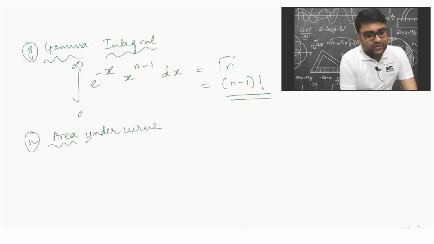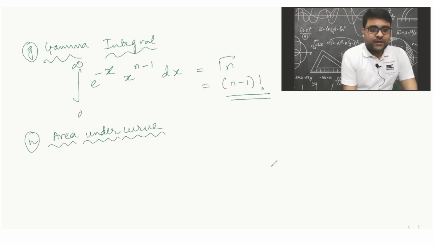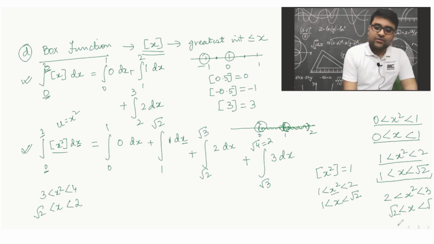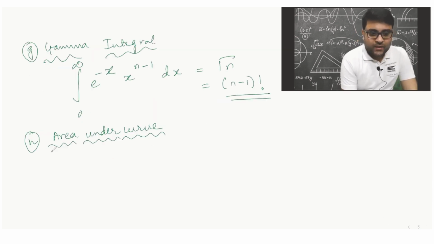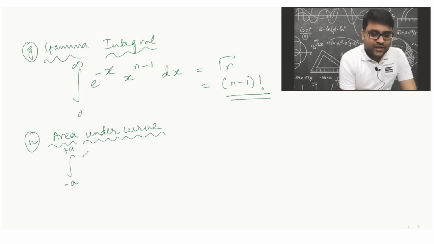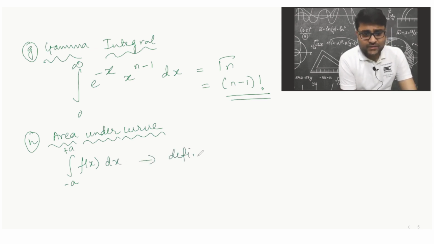We've been using this concept; first we saw it in the box function, where we had some limits in the integration. This is called a definite integral. A definite integral is when I have limits here, and area under the curve is an application of these definite integrals.